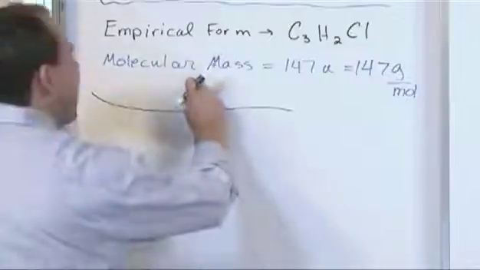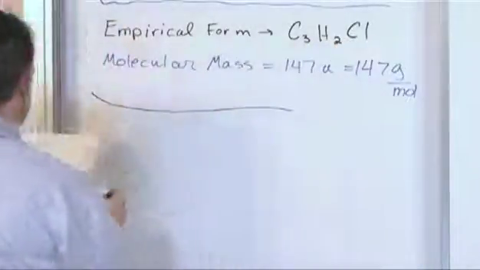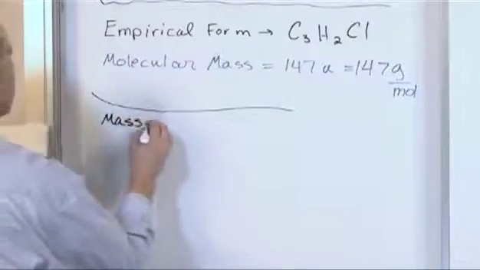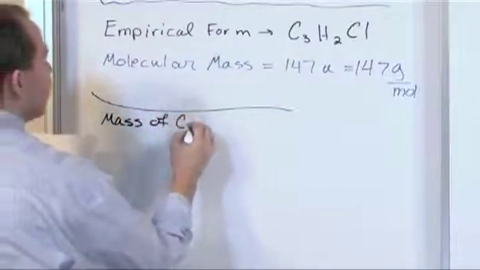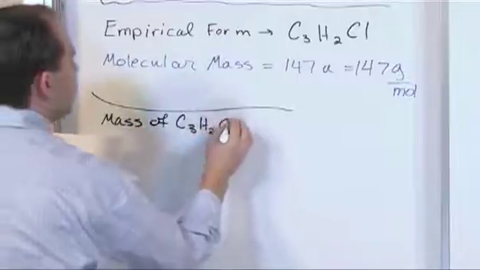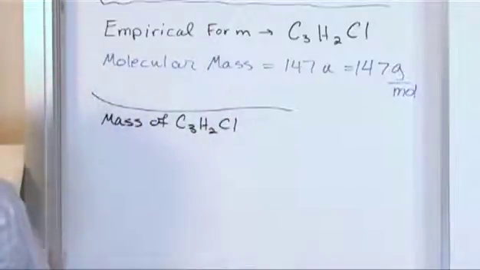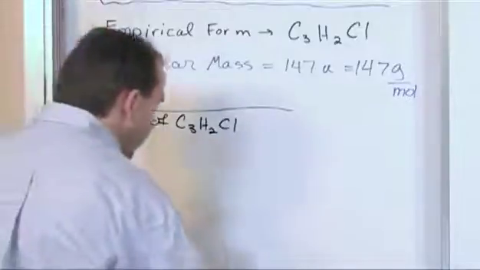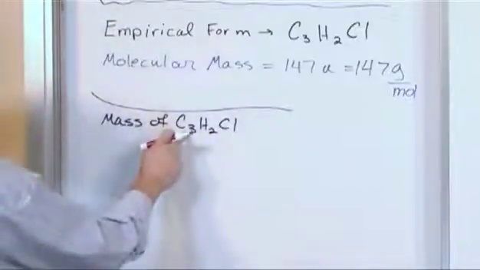So let's find the mass of this guy right here. So we need to find the mass of the empirical formula C3H2Cl, which we've been doing all along. And see, this is why it ties into the material that we've been discussing just a little while ago. So the way to do it, we have 3 carbons.